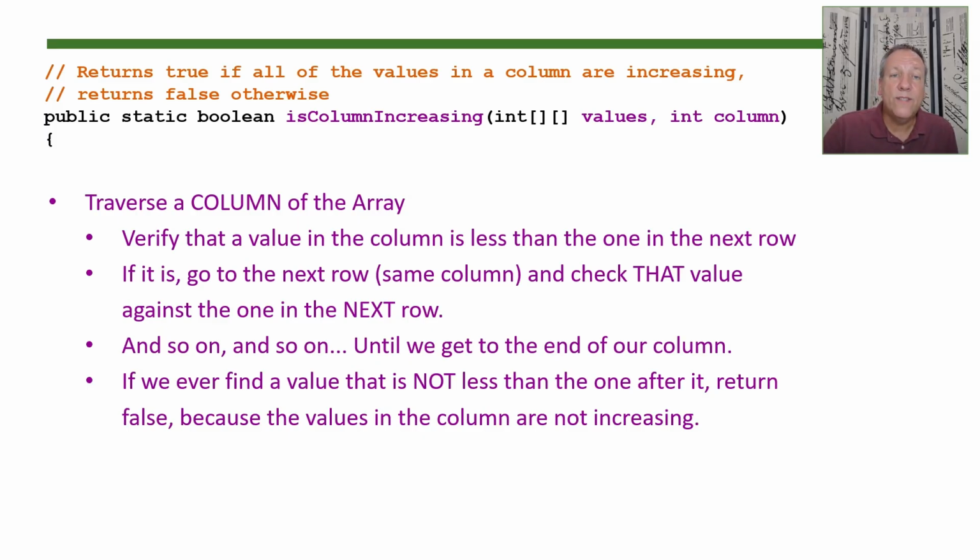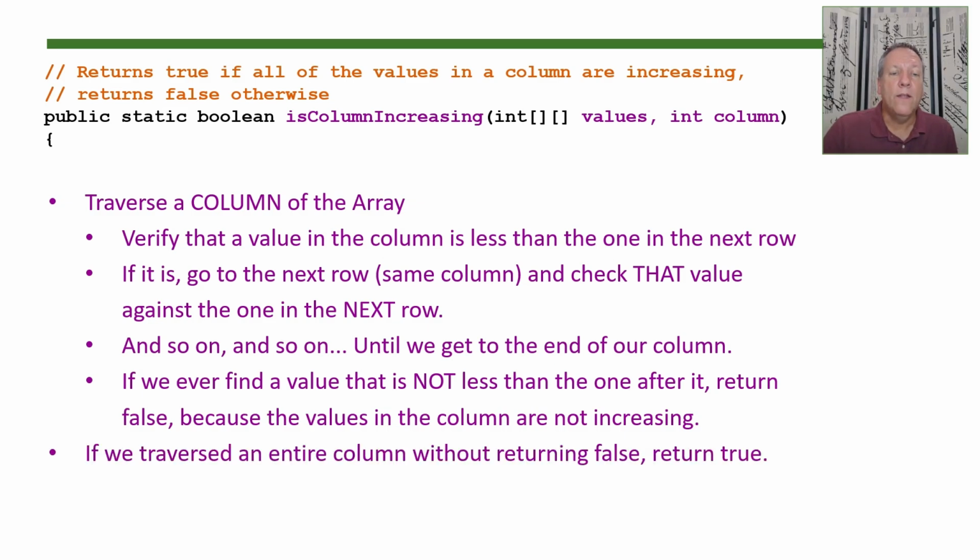Just finding one set of consecutive values that does not meet our criteria, which is increasing values, will cause the entire column to not be increasing. Therefore, we don't even need to check for the rest of the values in the column. All right. If we've got to the end of this and we never returned false, we're going to go ahead and return true because we traversed the entire column without ever finding values that were not increasing.